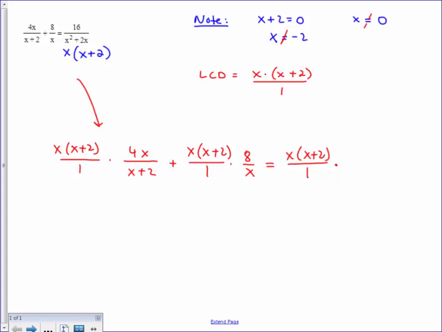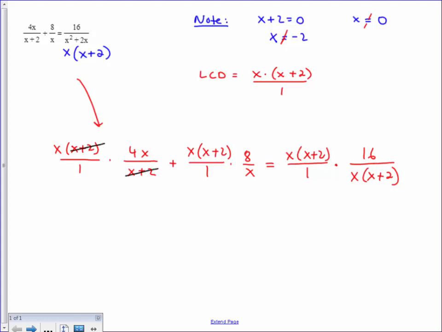However, the first thing we did was we factored the denominator. And so when we rewrite the problem and we're multiplying by the LCD, you want to make sure to use the factored form of the denominator. So we'll do 16 over x times x plus 2. The reason we do this is so that we can now cancel denominators.